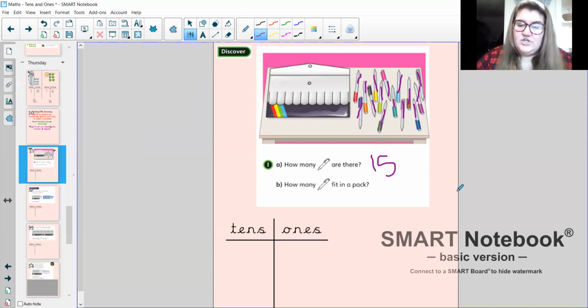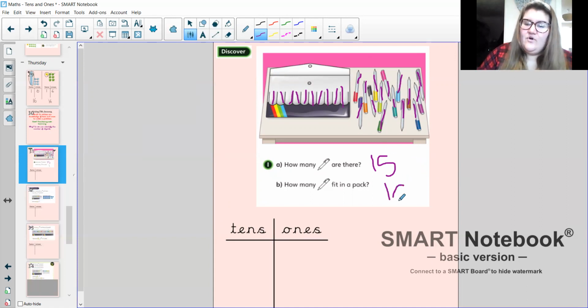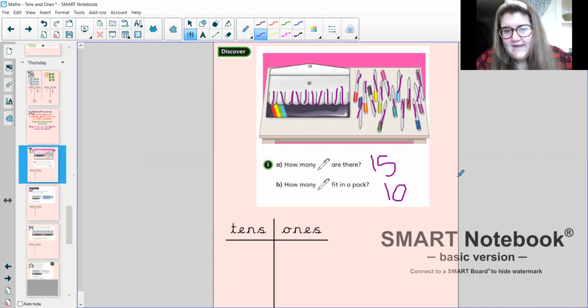And now my next question says, how many pens fit in a pack? Well, here's the pack. So let's see how many can fit in. 1, 2, 3, 4, 5, 6, 7, 8, 9, 10. I have got space for 10 pens in my pack. So if I was to put 10 pens in the pack, how many pens would be on the outside? So I've got 15 altogether. Okay. How many would fit in the pack? We know 10. How many would be on the outside?